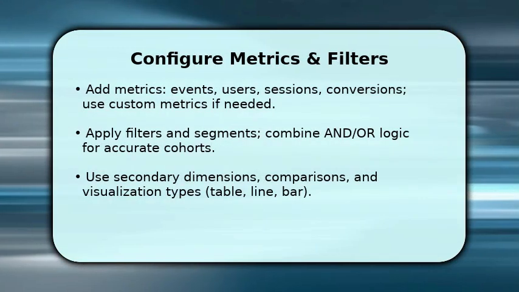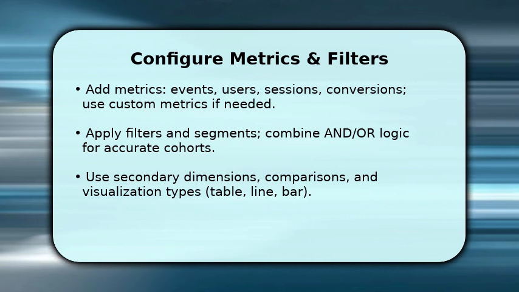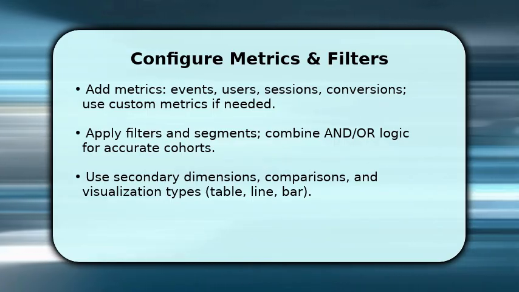You now build the core of the report by choosing metrics, events, users, sessions, conversions, and include any custom metrics you created. Then apply filters and segments. Combine and/or logic to isolate the cohort you care about because precise filters remove noise.